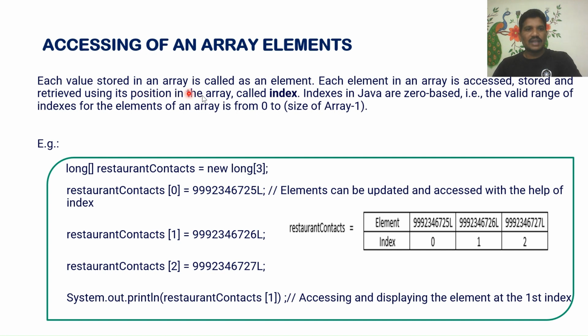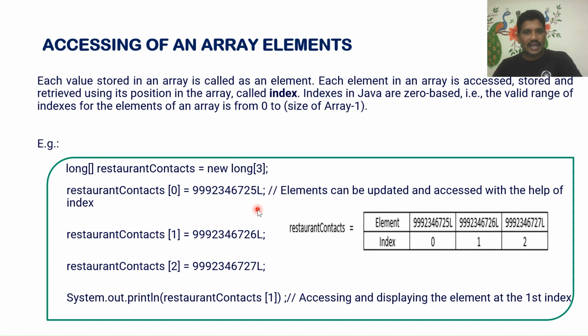Each value stored in an array is called an element. Each element in an array is accessed, stored, and retrieved using its position in the array. That position is called the index. In Java, the array index starts from 0. The end index is the size of the array minus 1. The example is also given. Okay, how do you access all the elements from an array?